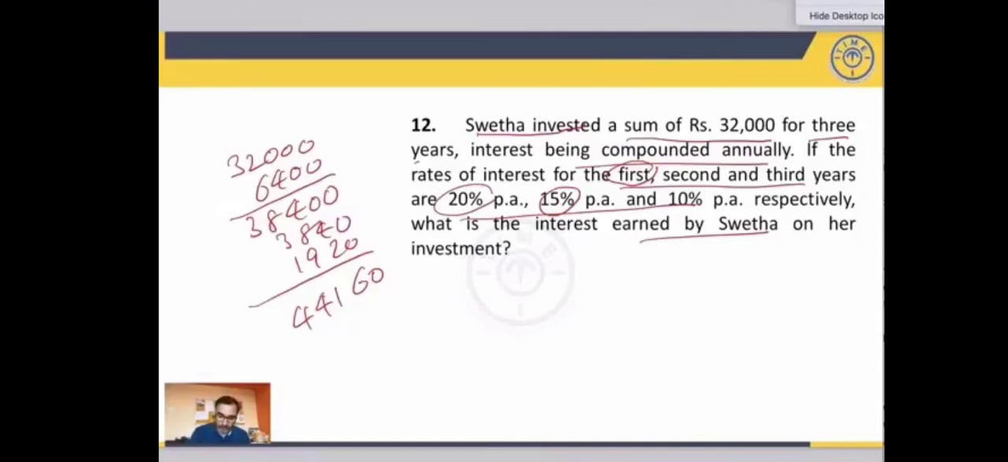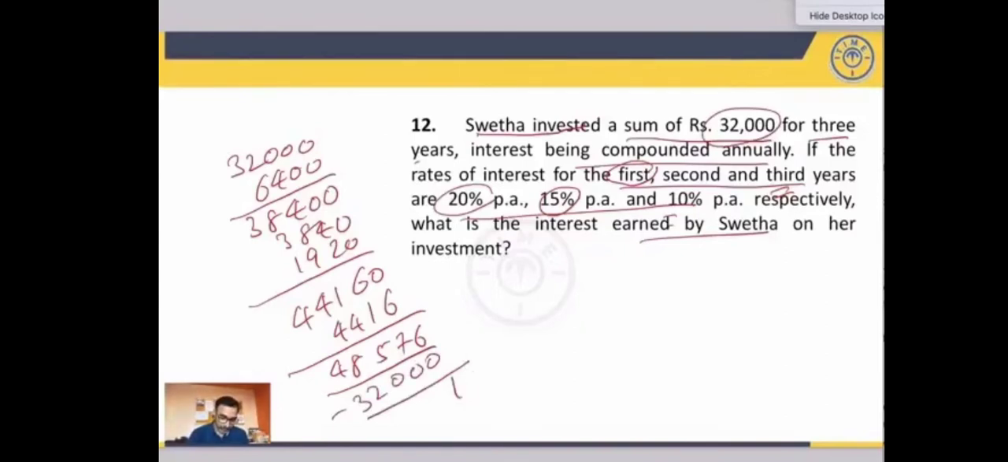Now for the third year, she is earning an interest of 10%. 10% will be 4,416. So how much will we get now? 48,576. So this is the amount she has at the end of the 3 years. And the investment is how much? 32,000. So minus 32,000, that will be 16,576, the interest she earned for the first 3 years.